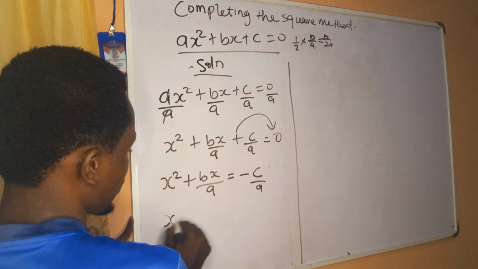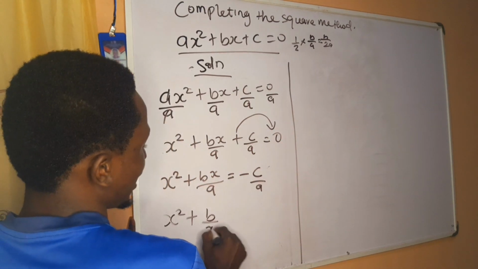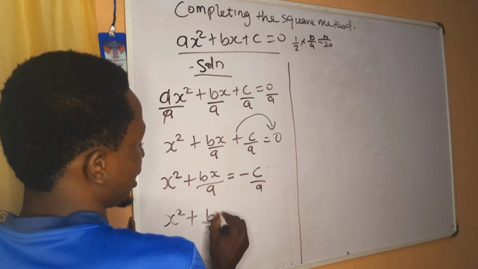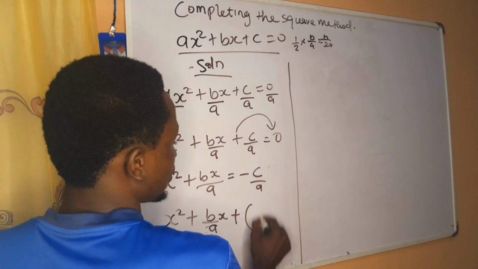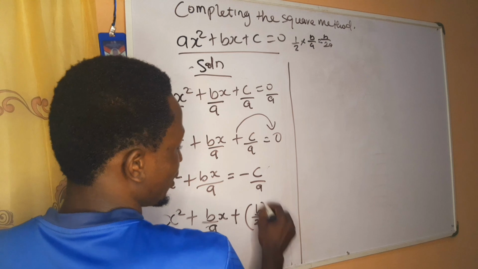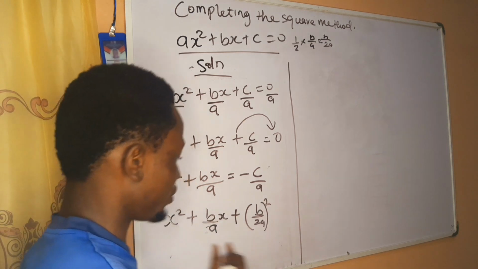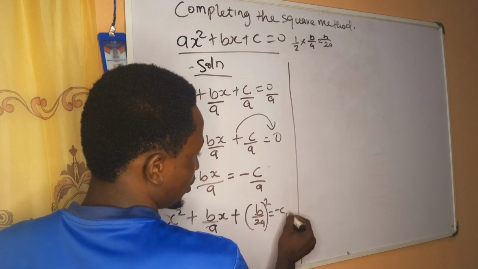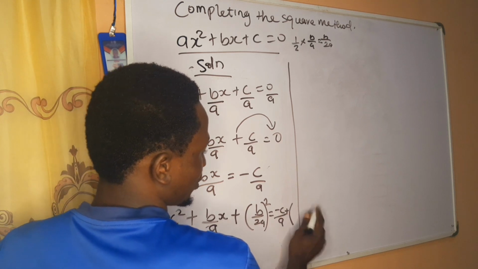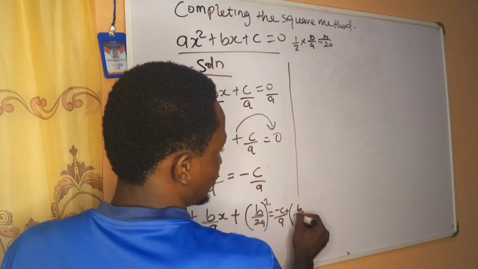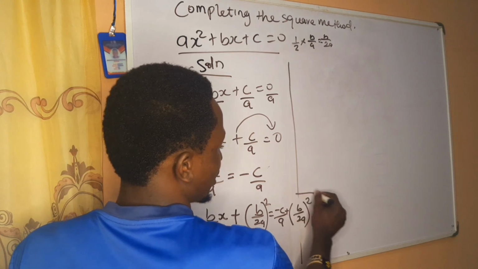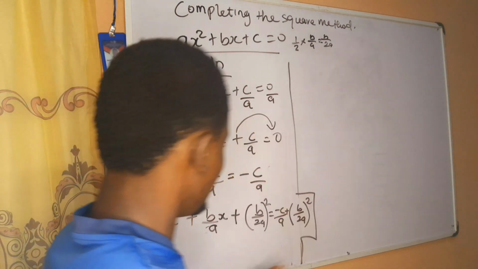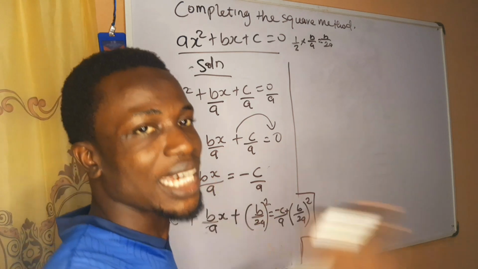So it's going to be x squared plus what? b over a, x plus b over 2a all squared. Remember, this is now half of this, squared. Then what? Is equal to what? Minus c over a. Then plus what? Plus b over 2a squared. Remember what I said? Find half of b over a, square it, and add it to both sides.